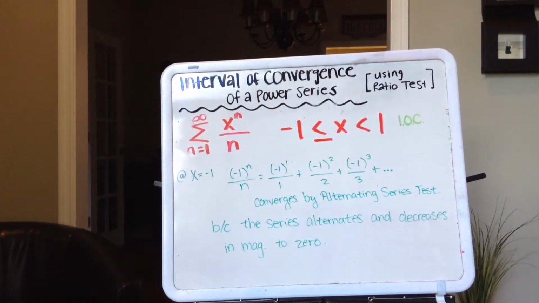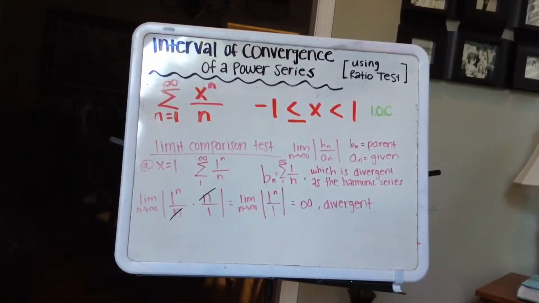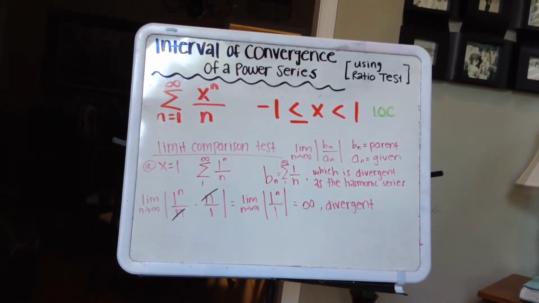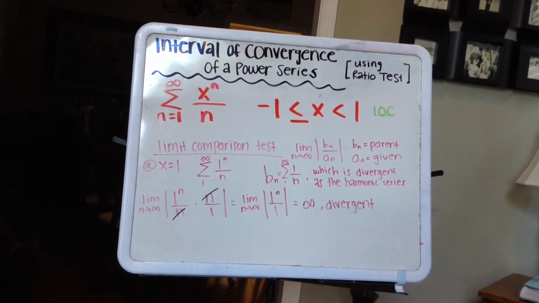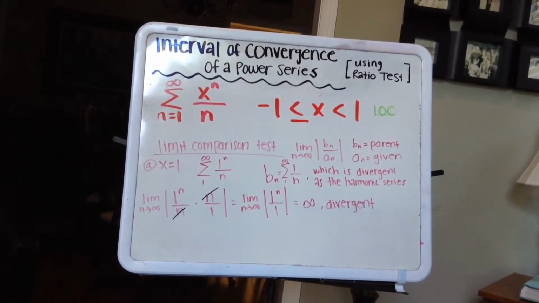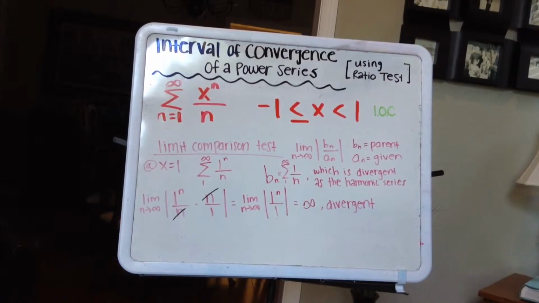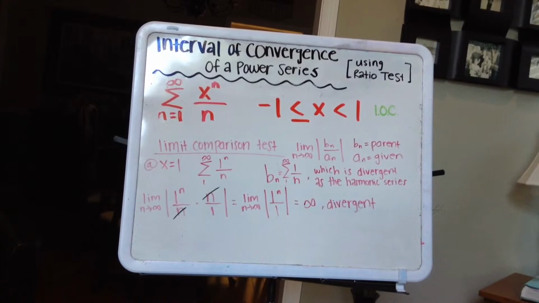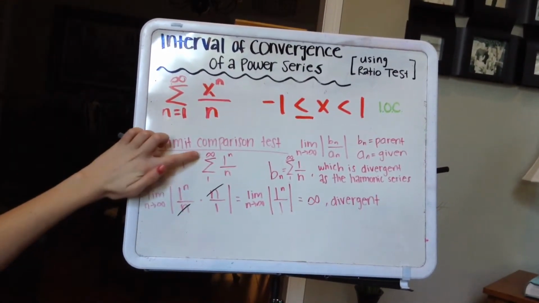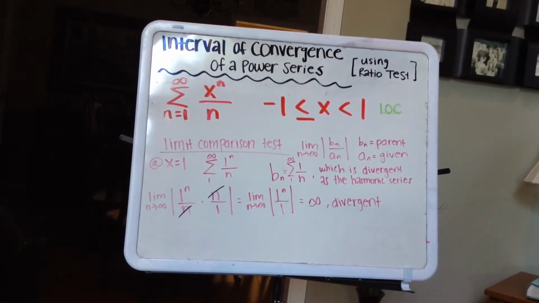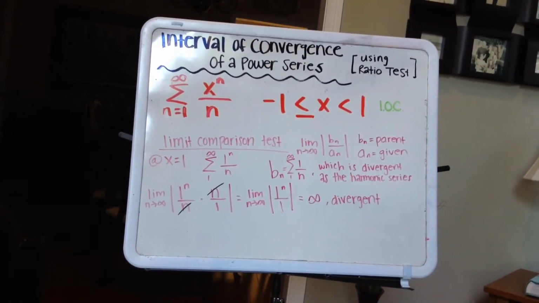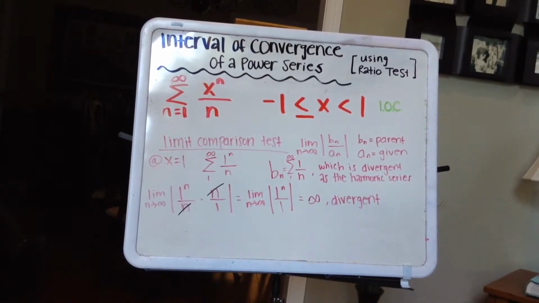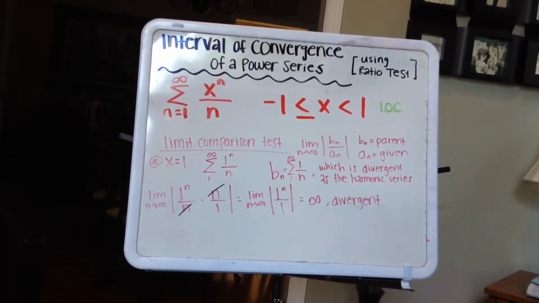Just remember, convergent closed. Okay, to test at x equals 1, we're going to use the limit comparison test. The limit comparison test is basically the limit as n approaches infinity of b sub n over a sub n, where b sub n is a parent function and a sub n is the given function. Okay, when we plug in x equals 1, we're going to get the summation from 1 to infinity of 1 to the n over n, so that's our a sub n. And for b sub n, we're going to use the summation of 1 to infinity of 1 over n, which is divergent because it's the known harmonic series.